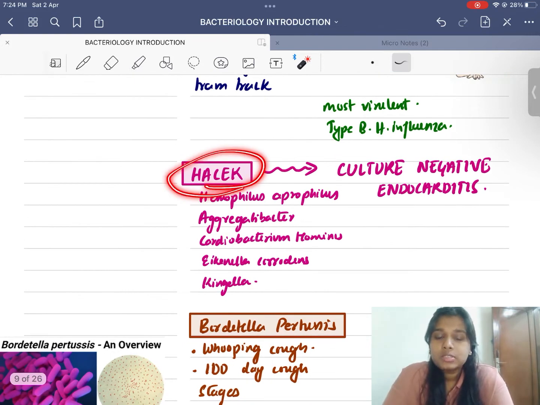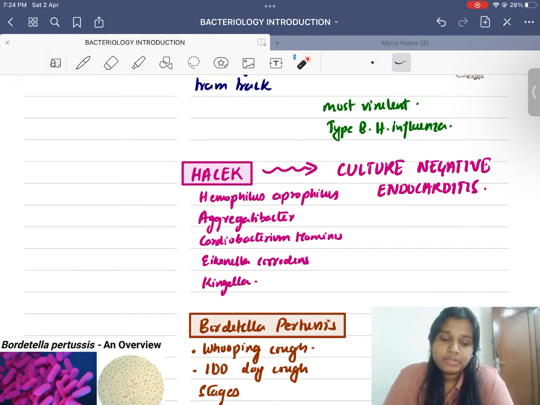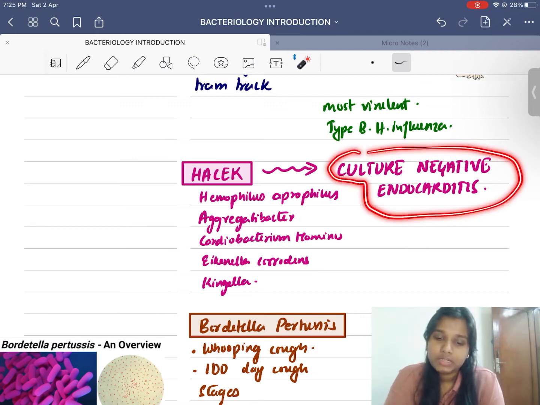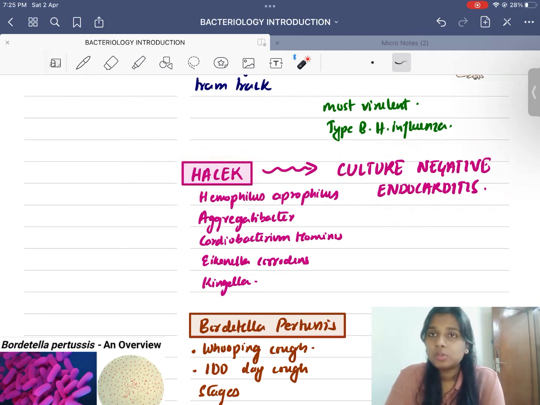Then HACEK is also gram-negative bacilli. HACEK will include, you have to remember the names properly, it's important: Haemophilus aphrophilus, Aggregatibacter, Cardiobacterium hominis, Eikenella corrodens, and Kingella. Now, all of these cause what? They cause culture-negative endocarditis. Very important, culture-negative endocarditis. Remember, culture-negative endocarditis is caused by the HACEK group of organisms.